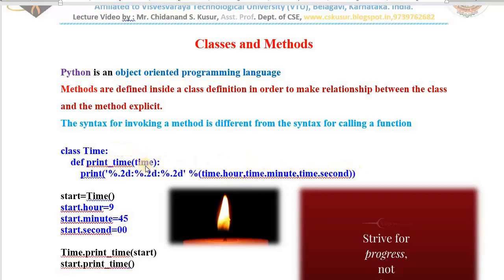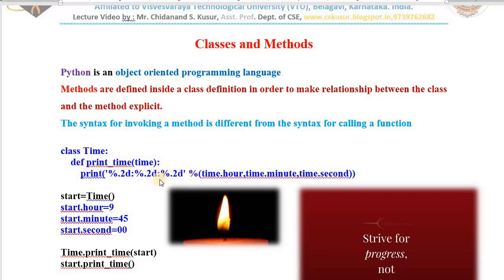I am printing the contents of this object, hour, minute and second, in format 2D, percentage 2D, 2 digits for hour, 2 digits for minute, 2 digits for second. These values will be separated by colon. In format, this is what we call formatted output. Single quote, no comma, percentage we are using.